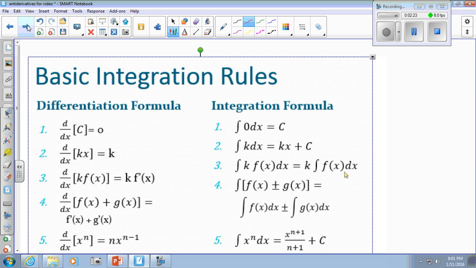Okay, here are some basic integration rules. We start with the differentiation rules that we already know on the left side and show you how, working backwards, you get an integration formula. So if you will stop the video and write those down, then we will look at some examples.